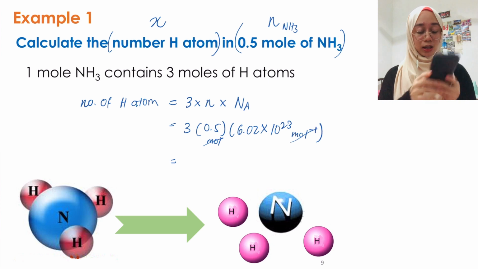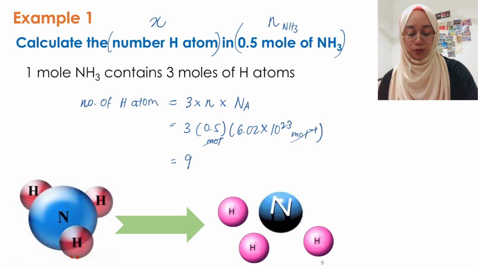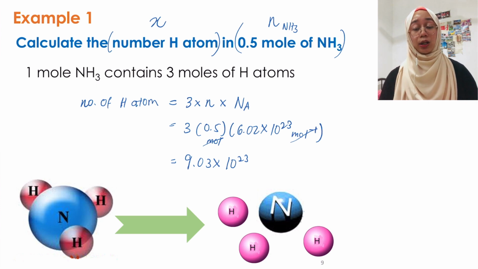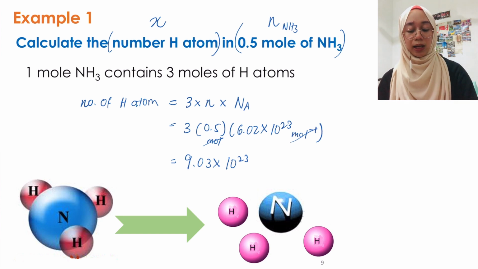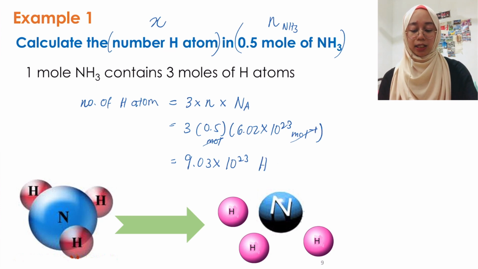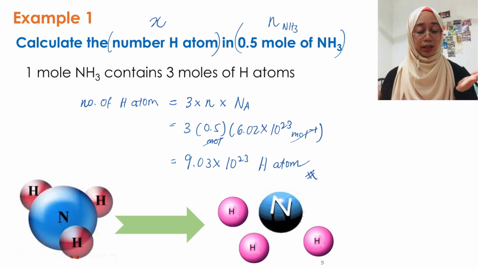So now use the calculator: 3 times 0.5 times 6.02 exponent 23. What you will get is 9.03 exponent 23. Even though there is no unit, Miss will usually write back what is wanted. So what is wanted is hydrogen atoms, so Miss will write H atoms here. So done. Settle. As simple as that.